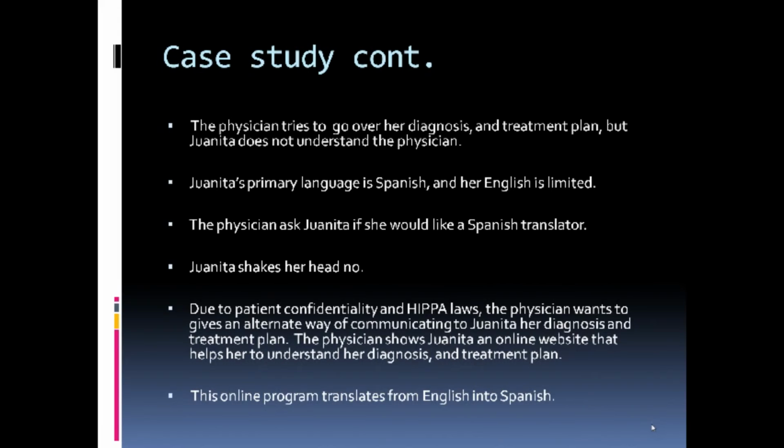The physician tries to go over her diagnosis and treatment plan, but Juanita does not understand the physician. Juanita's primary language is Spanish, and her English is limited. The physician asks Juanita if she would like a Spanish translator. Juanita shakes her head no. Due to patient confidentiality and HIPAA laws, the physician wants to give an alternative way of communicating to Juanita her diagnosis and treatment plan. The physician shows Juanita an online website that helps her to understand her diagnosis and treatment plan. This online program translates from English into Spanish.